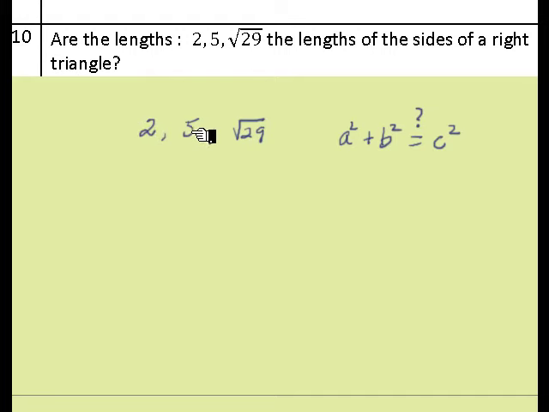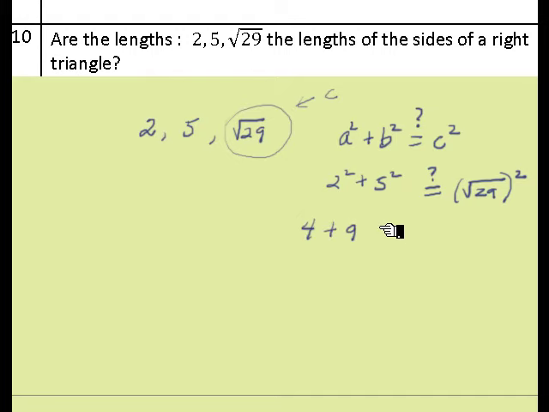All right, so obviously 5 is bigger than 2. And which is larger, 5 or the square root of 29? Well, 5 is the square root of 25, so the square root of 29 is larger, so this must be C. So we substitute 2 squared plus 5 squared, and is that equal to the square root of 29 squared? That's what we want to determine.